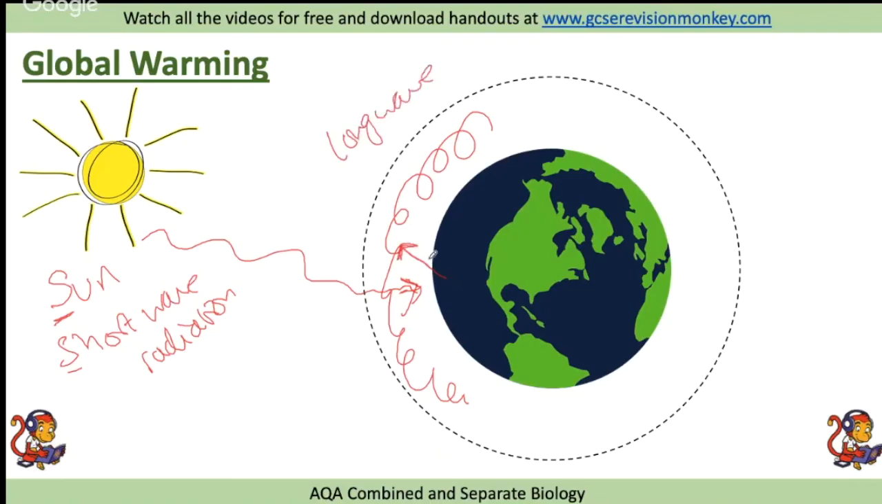But the trouble is, the long wave radiation finds it very difficult to get through this layer of greenhouse gases. So what it does is it's reflected back down to the Earth, and that's what causes it to warm up. And the consequences of that you should be aware of from the news, things like flooding and extreme weather and hurricanes and things like that.